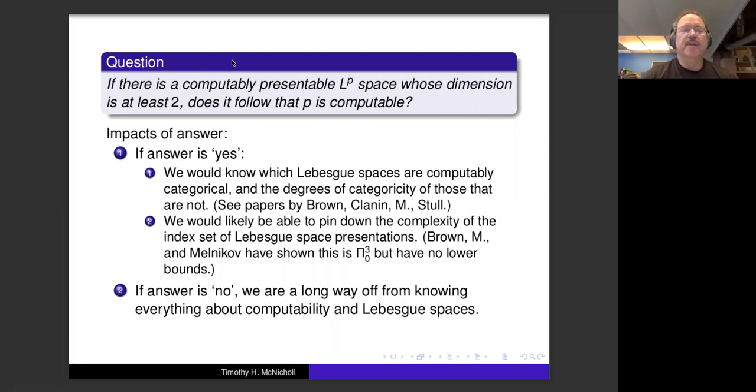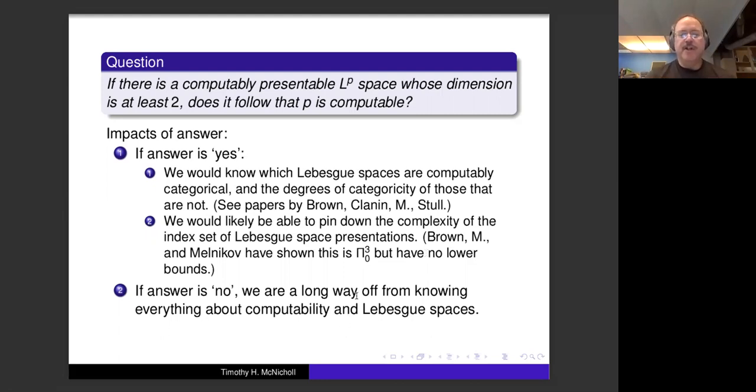Why might we want to get into this question? If the answer is yes, then we're going to know a lot. We're going to know which Lebesgue spaces are computably categorical and their degrees of categoricity for those that are not, based on papers by myself, Tyler Brown, Joe Clanin, and Don Stull. And we would likely be able to pin down the complexity of the index set of all Lebesgue space presentations. Tyler Brown, Sasha Melnikov, and myself have shown that that index set is, whoops, I got those numbers mixed up there, I apologize. No, it's Pi^0_3, not Pi^3_0. But we were never able to get any lower bounds for that. The reason is we just kept bumping into this issue of, if we've got a presentation, what information does that give us about the exponent p?